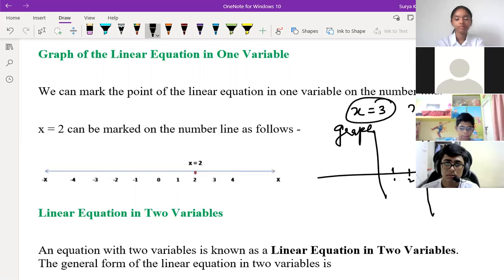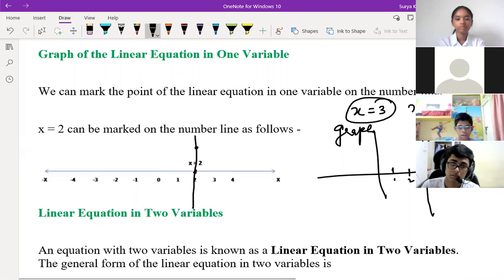So x is equal to 2 can be marked on a number line as follows. Linear equation in one variable. Why are we not writing this line, you know? If you write this line exactly, what happens? We have to get two equations. You can write that also, not a problem. You can point here and you can make one line. But if somebody asks you whether x is equal to 2 is a point or a line, you should tell them it is a line only.